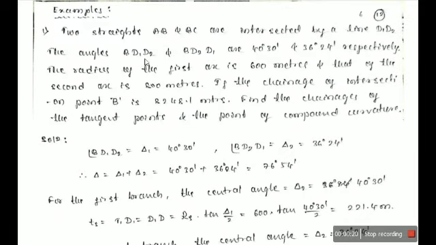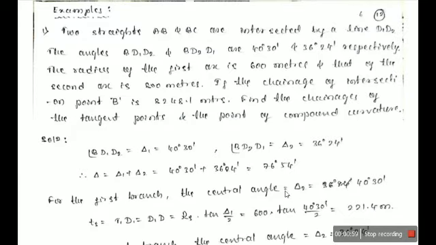The angles BD1D2 and BD2D1 are given as two values respectively. The radius of the first arc is 600 meters and the second arc radius is 800 meters. If the chainage of the intersection point B is given, find the chainages of the tangent points and the point of compound curvature. For this diagram, you have to refer to what was explained in the PPT diagram.